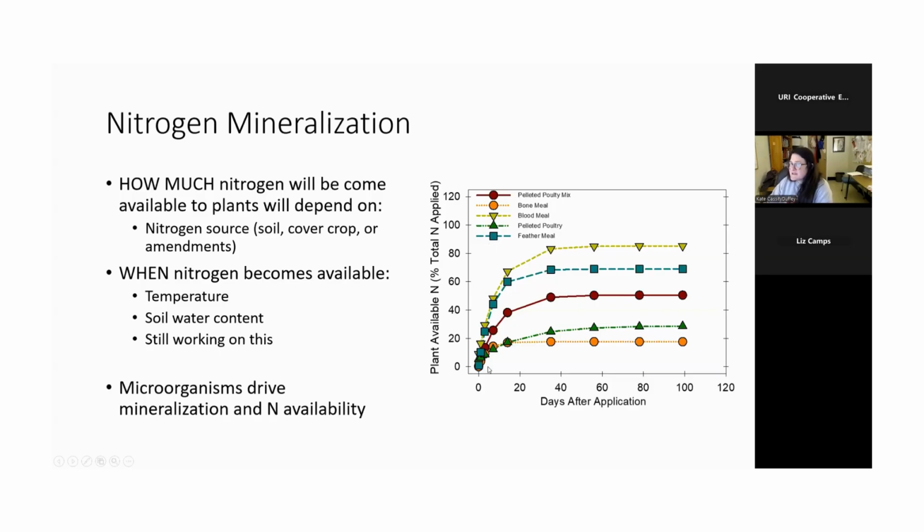If the bag says 15% nitrogen for blood meal, we got about 80% of that over the growing season under ideal temperature and water conditions. We can contrast that to something like a pelleted poultry mix, where we saw only about 50% of that nitrogen become available over the season.